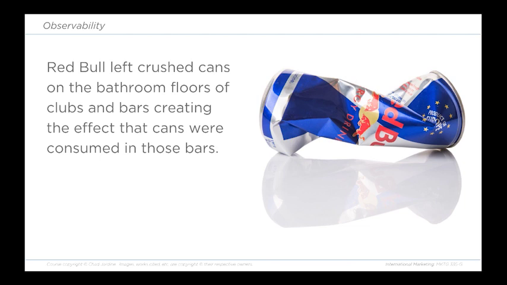There's another example I like to talk about, and that's Red Bull. One of the strategies that Red Bull used early on, when nobody knew about Red Bull, was that they were brand new, and so they had people go into clubs in New York and leave empty crushed Red Bull cans on the floor of the bathrooms, so that people would say, oh man, it looks like people are drinking Red Bull in this hot club. That was one of the ways that they got people to assume that people were drinking Red Bull.